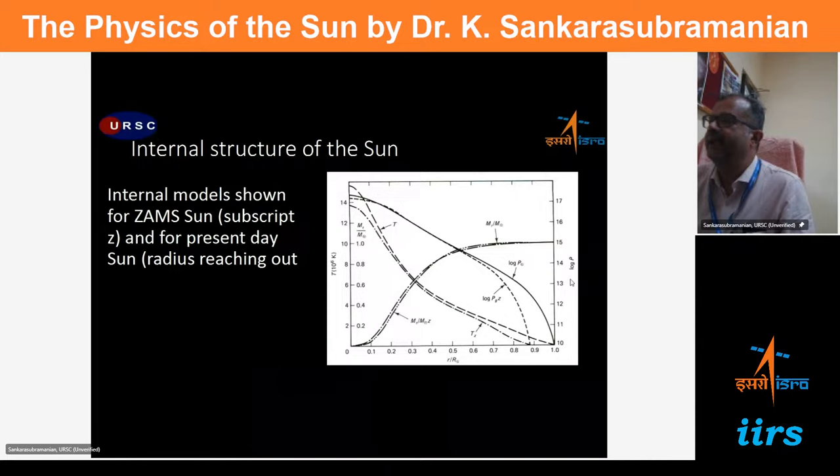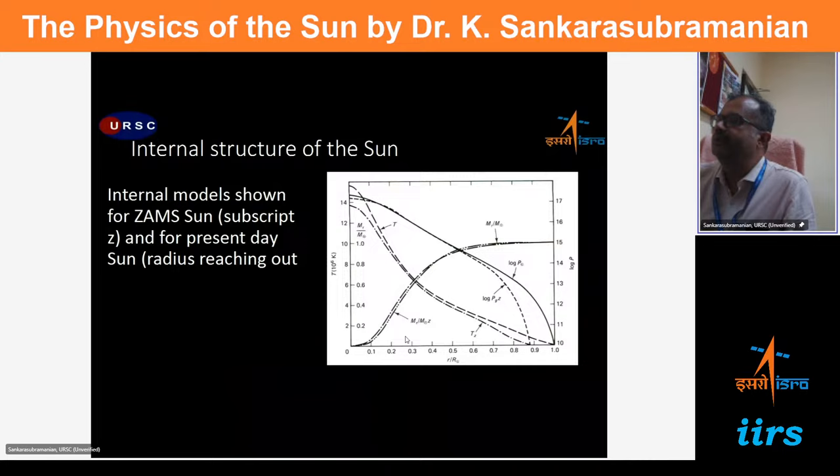What it tells you is that inside the core, the temperatures are very high and the densities are very high, 10 power 17 and 14 power 6 degrees Kelvin. That's the kind of temperature you get inside the core. And as you go away from the interior, the temperature drops down and the density also drops down, and hence the pressure drops down.